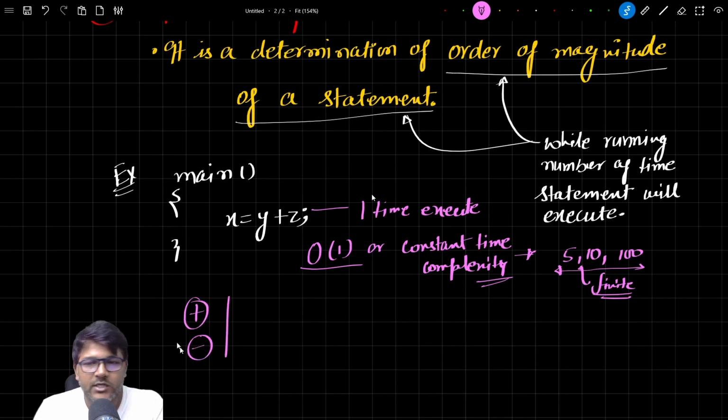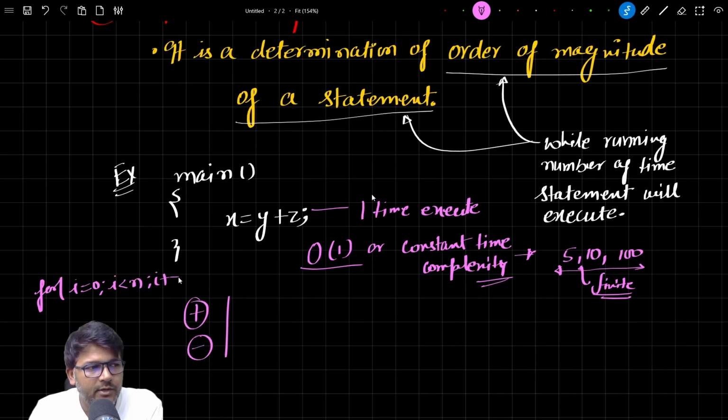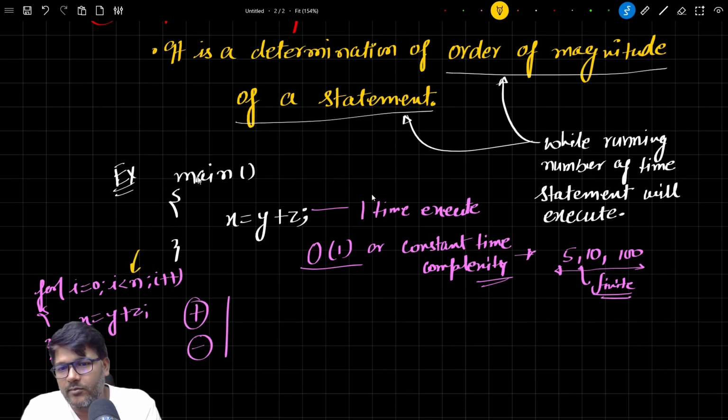So plus operator, minus operator means what? Let's say you have a for loop: for i equal to 0, i less than n, i plus plus, x equal to y plus z. So यहाँ पे what you can do, you can assume this number n as any big number. Let's say this is just an argument that is given from the user. n can be 100 one time, next time maybe 5, next time maybe 10,000. So this n depends on the input size from the user, what user is going to give.